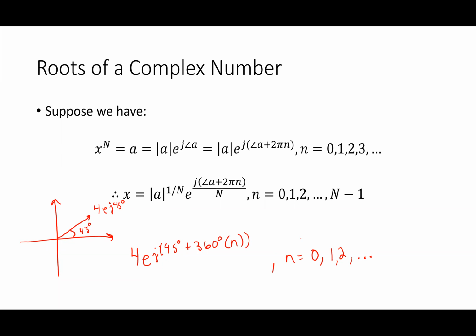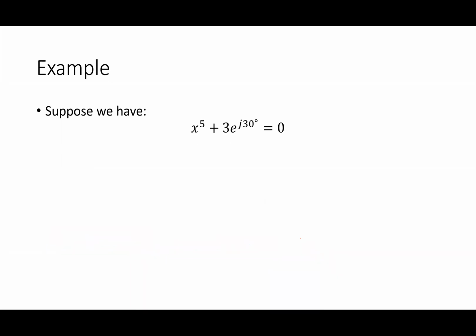So what that said is, let's say I've got some relationship where I have x to the n equals some number. So let's go to a specific example here. x to the 5th plus 3e to the j 30. So if I have that, I have x to the 5th equals -3 e to the j 30 degrees. So first thing about that is now I actually have two complex numbers multiplying each other.